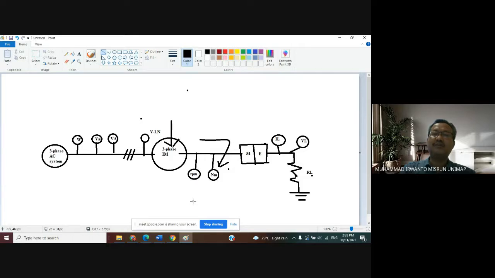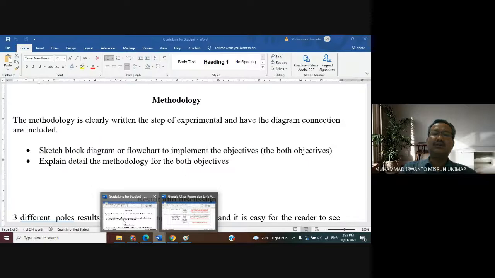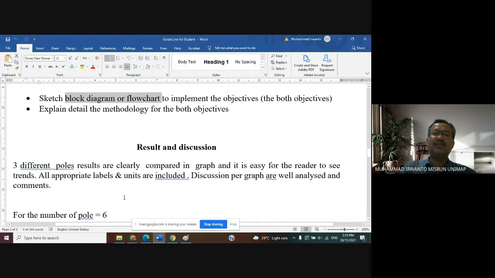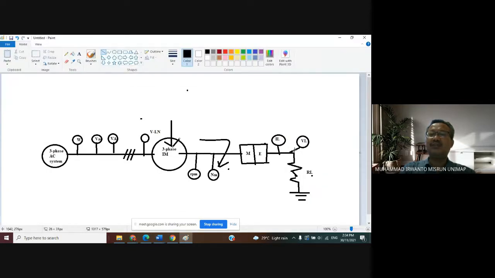For the results, for example, make a table for the various resistive loads. And then observe all the values: input power, var, PA, PF, torque, speed, load current, output power, efficiency, and slip. The output power is the multiplication of this one.